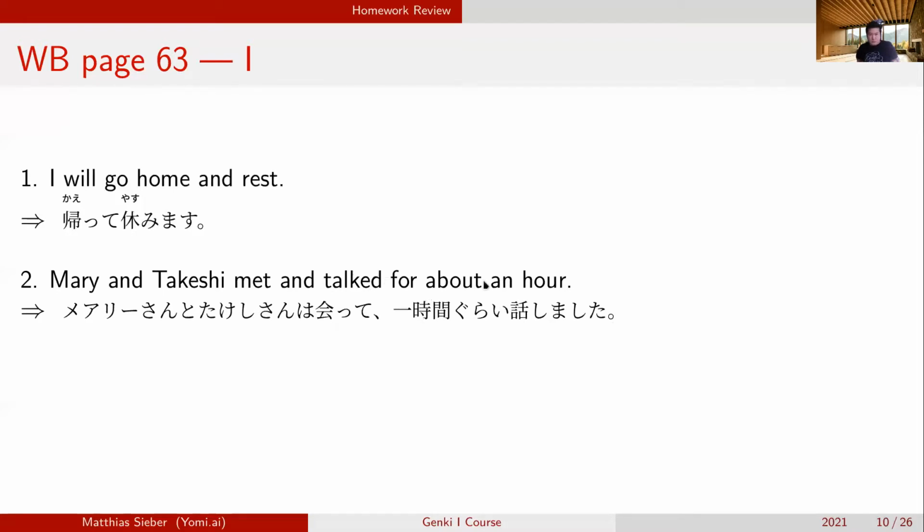Here we have a little bit more information: for about an hour. So we say ichijikan is an hour, but about an hour would be gurai or kurai. So the whole sentence would be Mary-san to Takeshi-san wa atte ichijikan gurai hanashimashita. Got it. Thank you. Sorry. Yeah, 大丈夫です. It's a complex sentence.